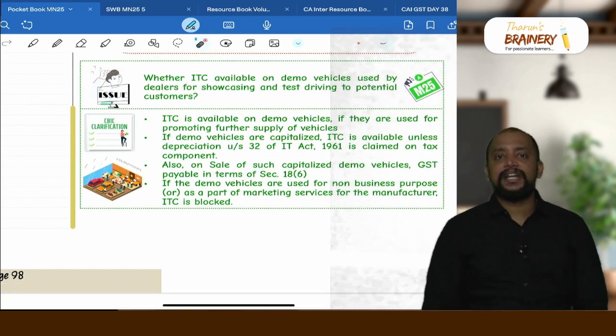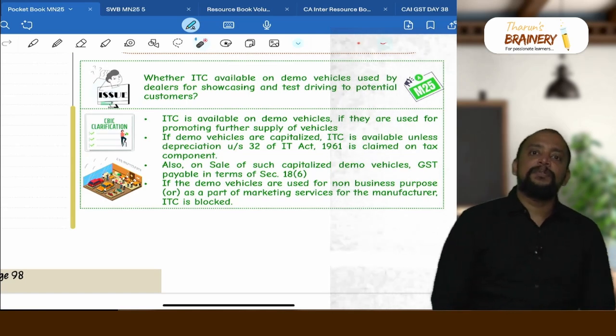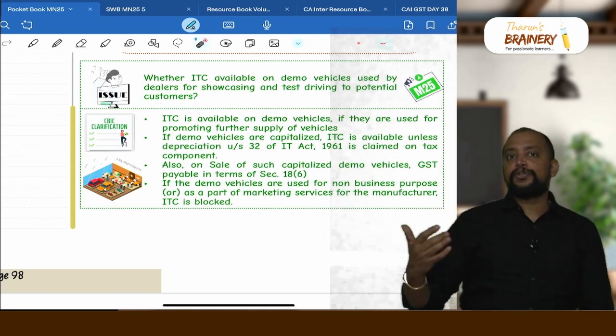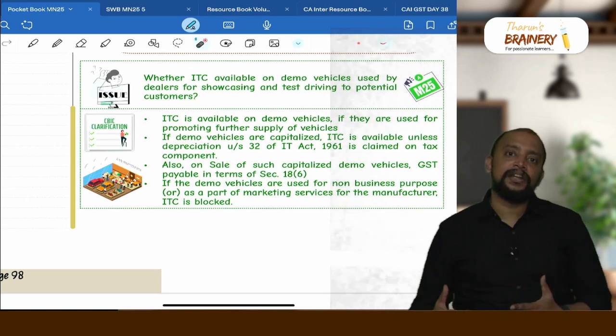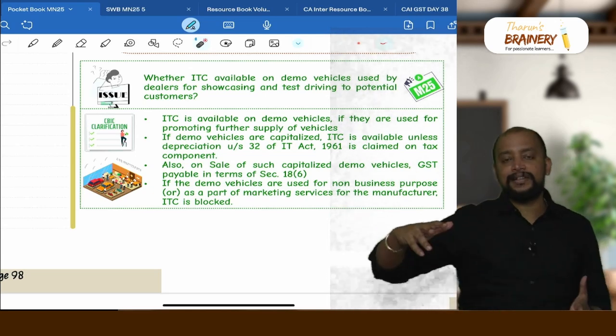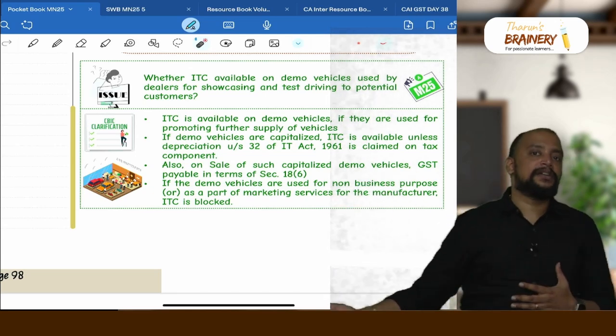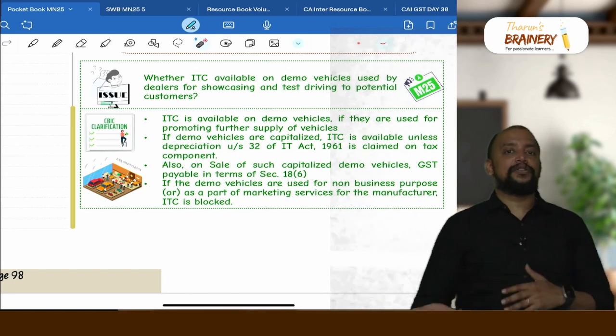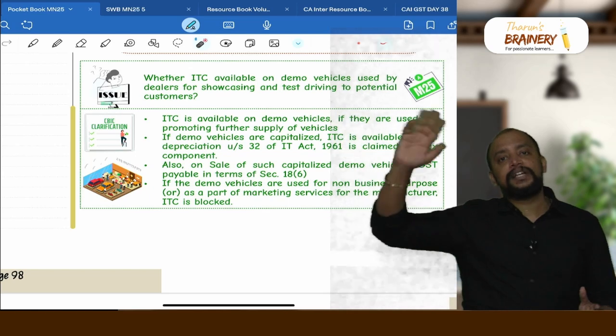Next, there is one latest amendment related to demo vehicles. On demo vehicles can we take ITC? Usually automobile dealers will be getting a demo vehicle. Usually that is not their inventory, that will be capitalized because it is their asset. They will keep the demo vehicle for use in trials by prospective buyers. And logically speaking, they should not take ITC because they are not selling the demo vehicle now. Whenever they sell the demo vehicle, they can take ITC.